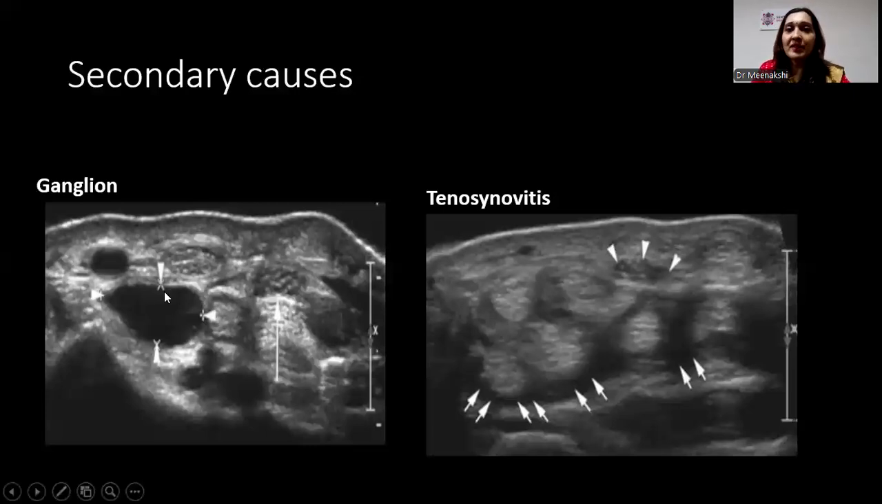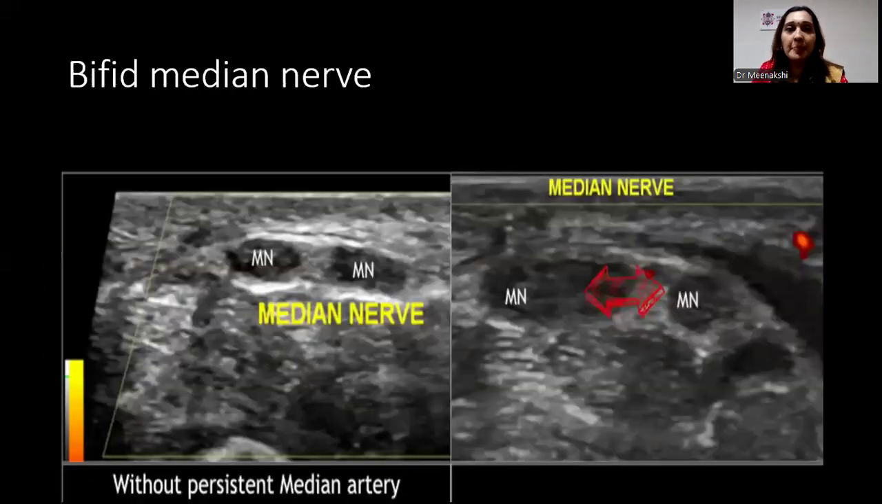So this picture is very beautifully showing you the secondary causes I was talking to you about. One is a ganglion cyst, which is very hypoechogenic and indirectly causing your median nerve, your carpal tunnel-like syndrome signs. And you have another case here, tenosynovitis, a lot of hypoechoic areas just around the muscle bundles that you can appreciate at the level of entry of the carpal tunnel.